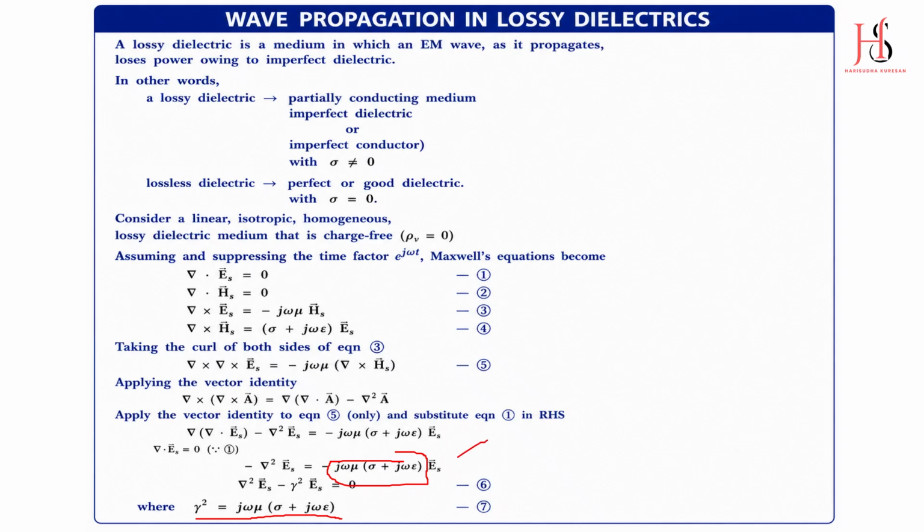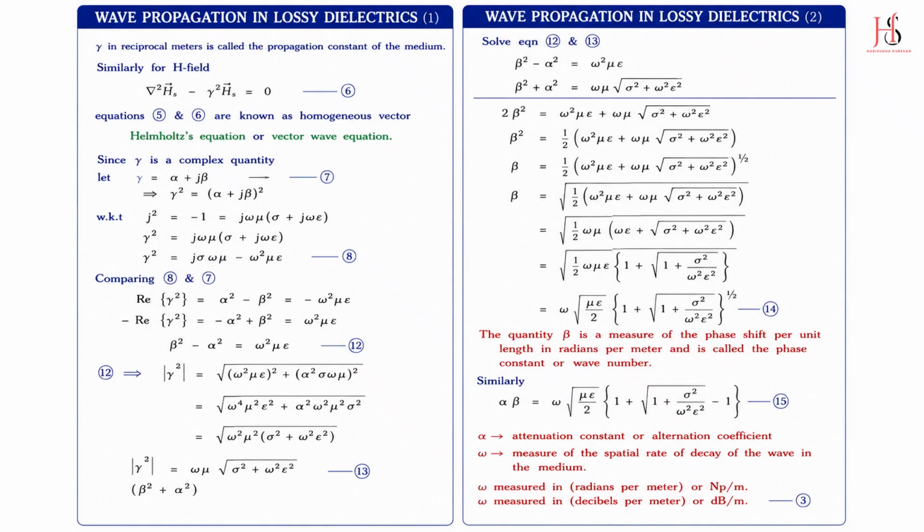Therefore, this equation becomes del square E minus gamma square E is equal to 0. Now, gamma is nothing but the propagation constant of the medium. So when we can write this for the E field, we can also write it for the H field. For the H field, we can write del square H minus gamma square H is equal to 0. How do we write for E? It is del square E minus gamma square E equal to 0. The same way, del square H minus gamma square H equal to 0.